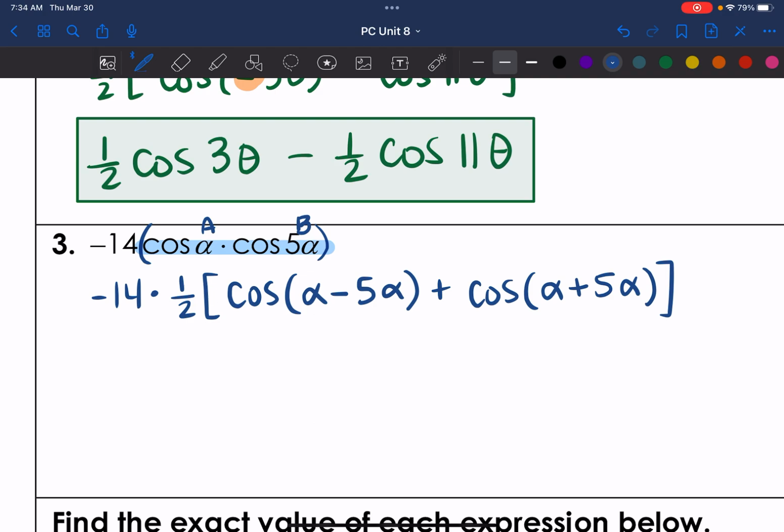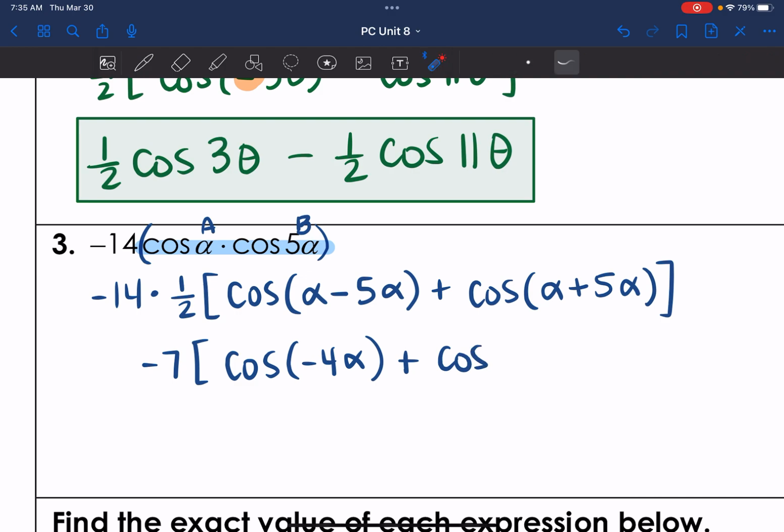Okay, so to simplify a little bit, let's actually multiply these two together. Negative 14 times 1/2 is negative 7. Then let's do all those angles. So alpha minus 5 alpha, again, is negative, so negative 4 alpha, plus cosine. Over here, alpha plus 5 alpha is 6 alpha.